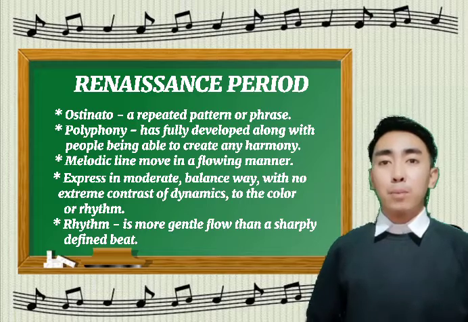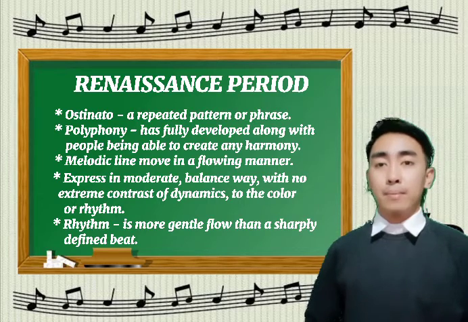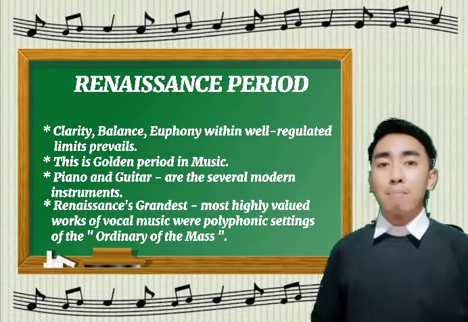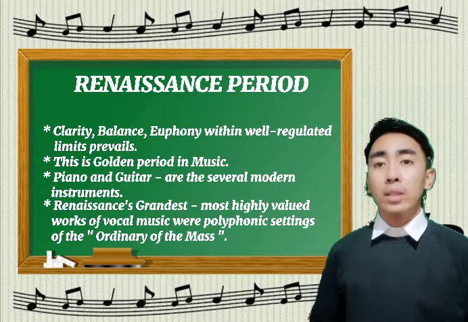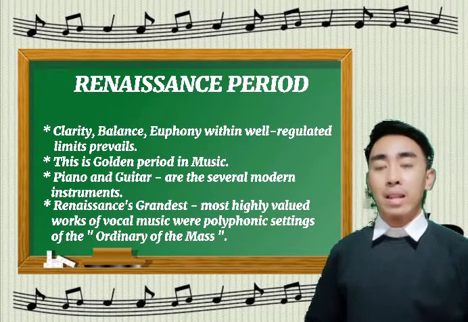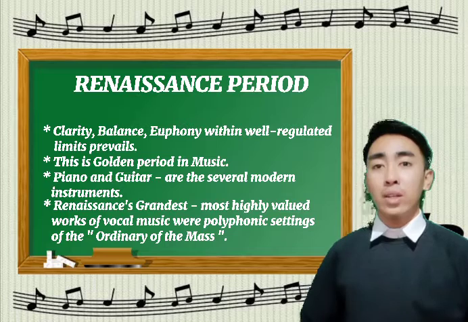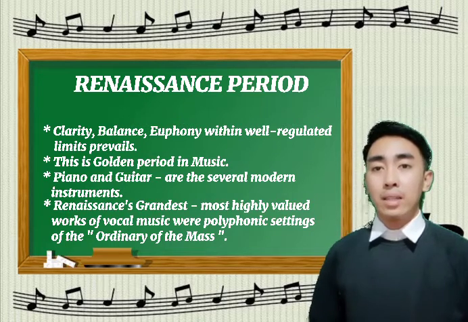Rhythm is more a gentle flow than a sharply defined beat. Clarity, balance, and euphony within well-regulated limits prevail. This is the golden period in music. The piano and guitar are several modern instruments slowly being developed and becoming the ancestors of today's instruments.